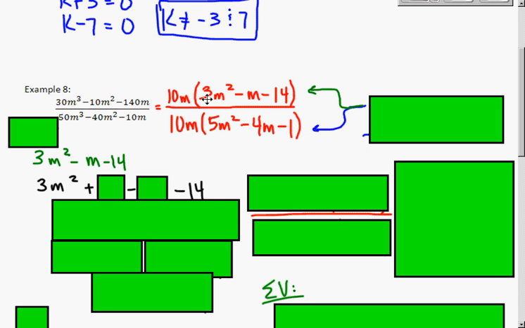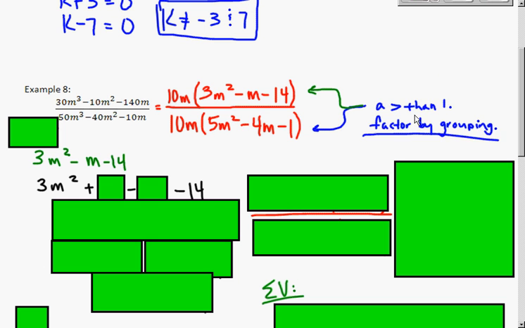The problem is we see that our a value is greater than 1. When your a value is greater than 1, we factor by grouping. In order to factor by grouping, you take your trinomial, 3m squared minus m minus 14. I'm going to deal with the numerator first. You have to find the product of AC. So a is 3, c is 14. We wind up with 42 or negative 42, either way you look at it.